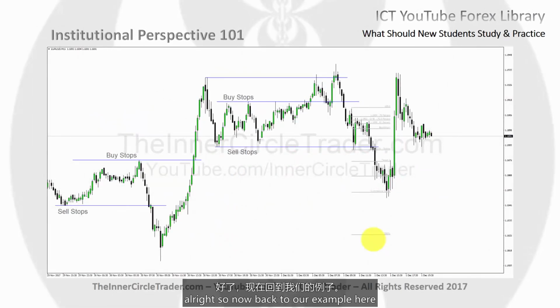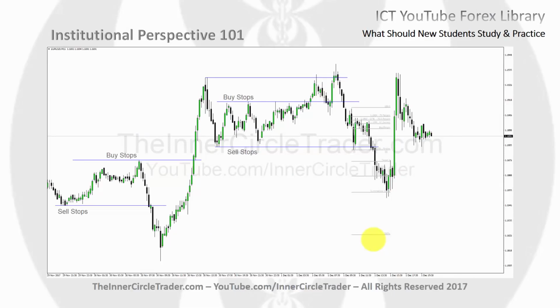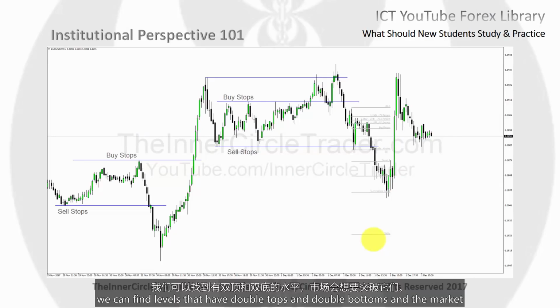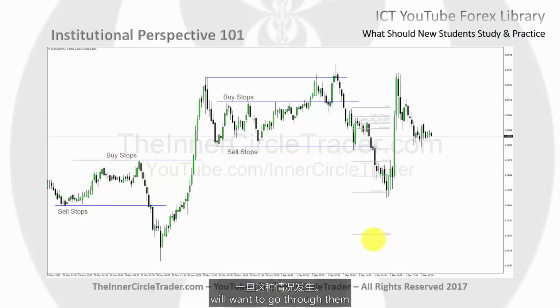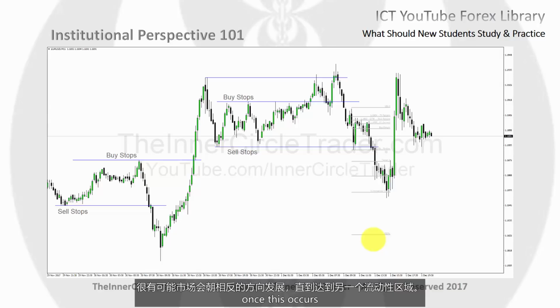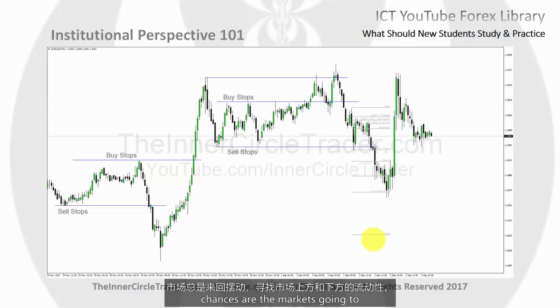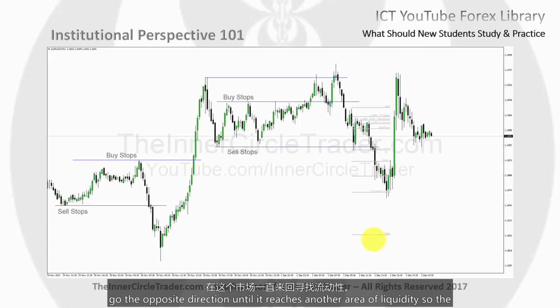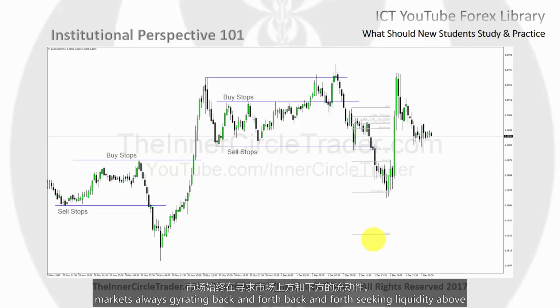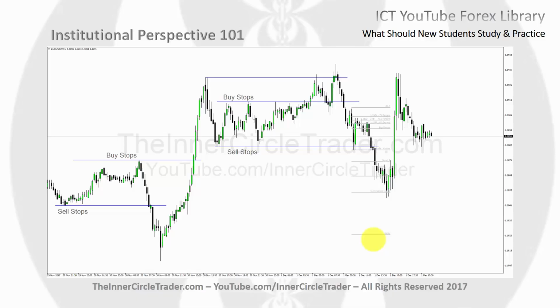All right, so now back to our example here. If we see that we can find levels that have double tops and double bottoms, and the market will want to go through them, once this occurs, chances are the market's going to go the opposite direction until it reaches another area of liquidity. So the market's always gyrating back and forth, seeking liquidity above the marketplace and below the marketplace.